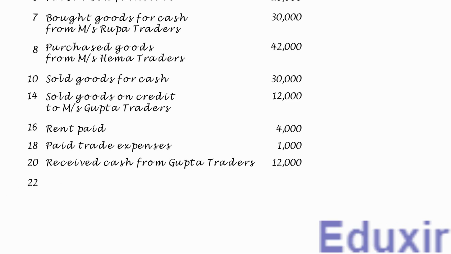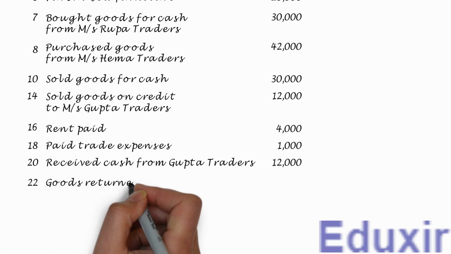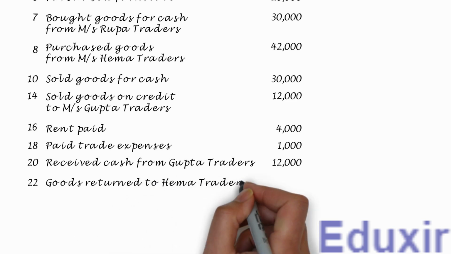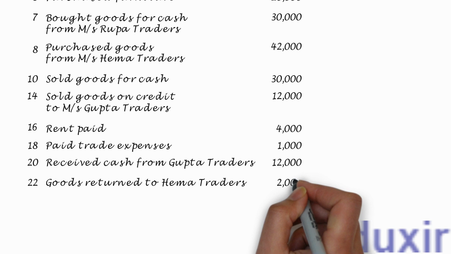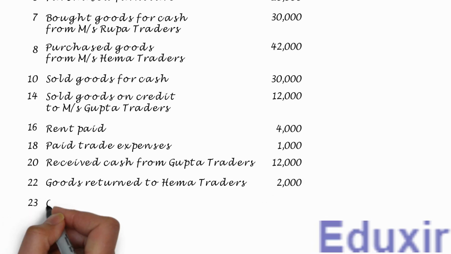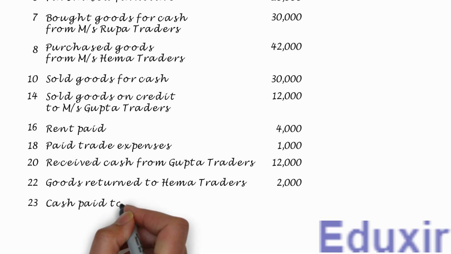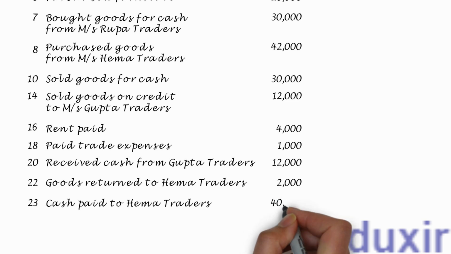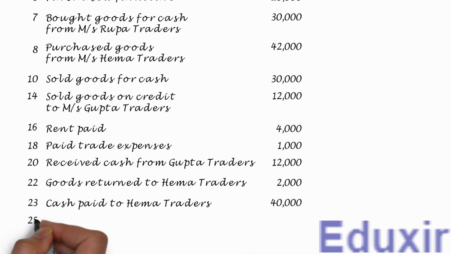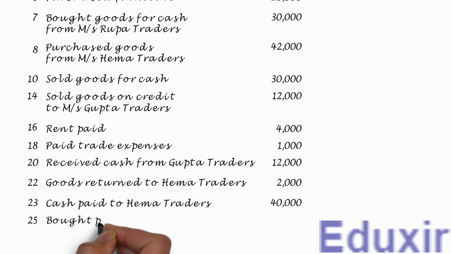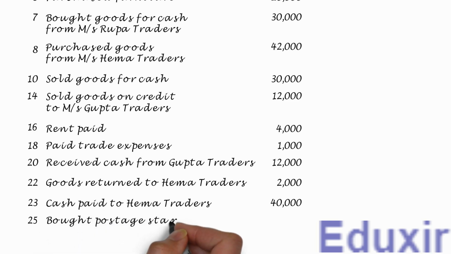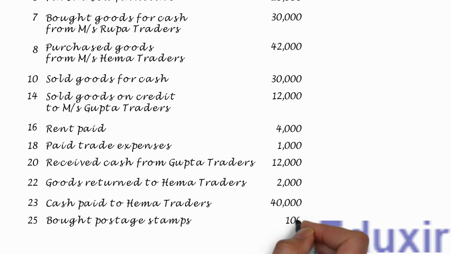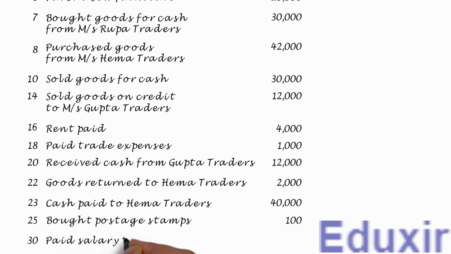On 22nd August, goods returned to Hema Traders 2,000 rupees. On 23rd August, cash paid to Hema Traders 40,000 rupees. On 25th August, bought postage stamps 100 rupees. On 30th August, paid salary to Rishabh 4,000 rupees.